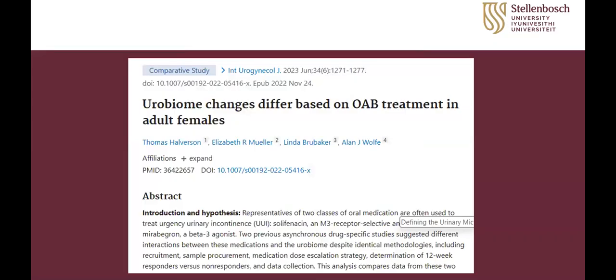This paper looked at urobiome changes with treatment in adult females with overactive bladder. What they found was that certain pre-treatment urobiome characteristics were associated with treatment response, specifically with regards to solifenacin, but not with mirabegron, which is quite interesting. They also found that, after treatment, there were differences in the urobiomes and in how they changed with treatment with both of these drugs.